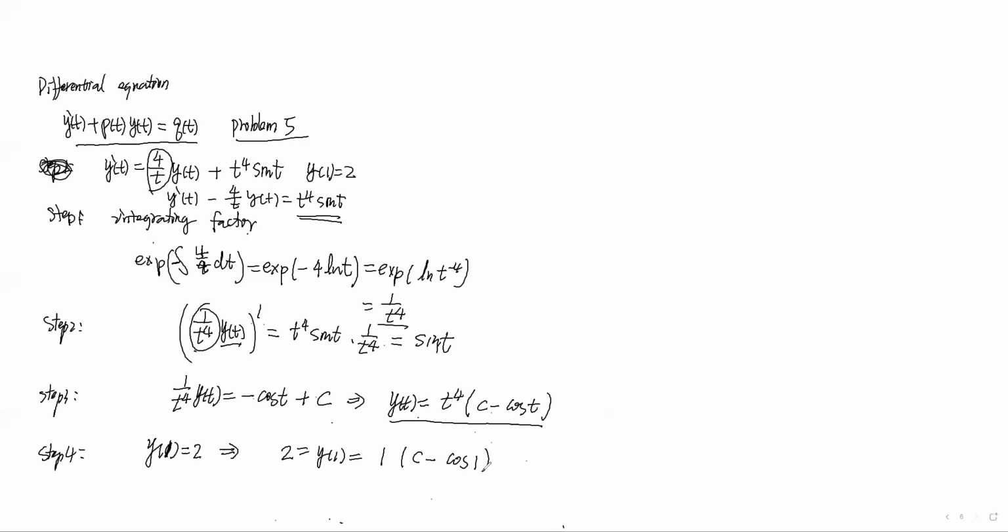I don't know what cosine 1 is, you just keep it here. I think I'm right, no mistake. C is 2 plus cosine 1, and then you plug this into this. Finally, write y(t) is t to the power 4 times 2 plus cosine 1 minus cosine t. Anyway, this is the final solution.